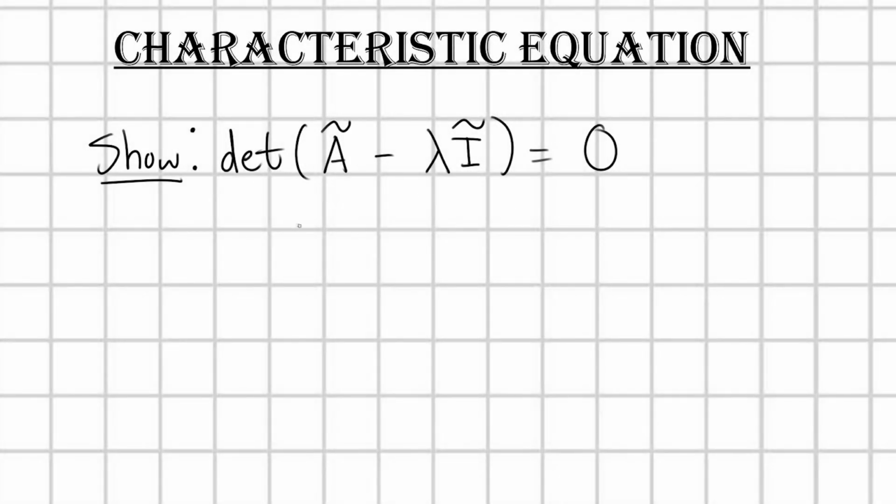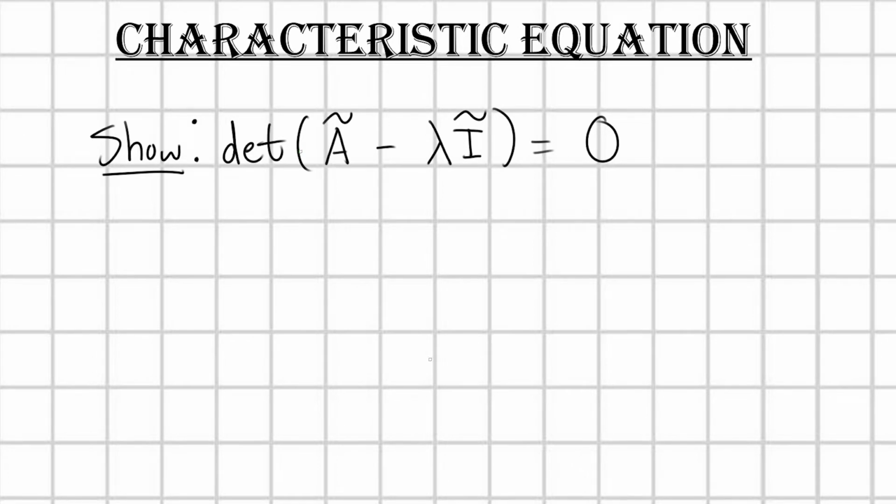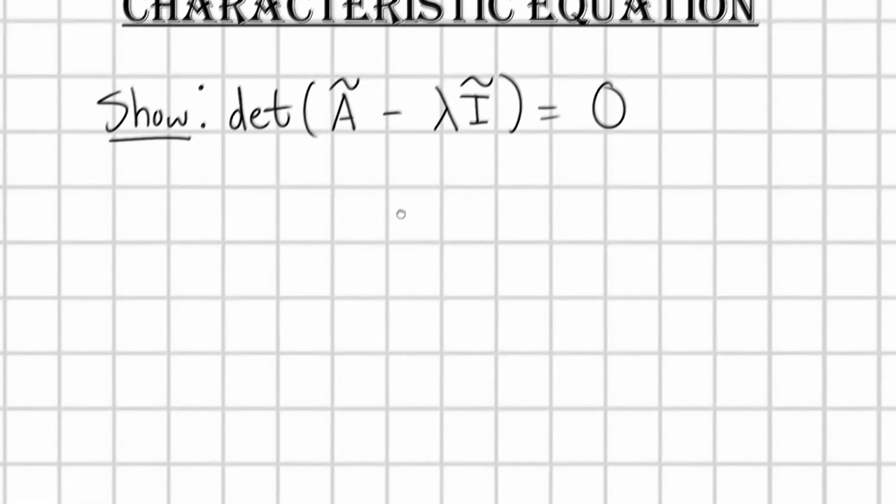Hello there, wonderful people. The objective for me in this video is to show that this characteristic equation for eigenvalues is true. Just a quick note on notation. When I write out a symbol for a matrix, I tend to use a little tilde. So if I put a tilde on top of an A, that means I'm referring to a matrix that I'm calling A. So let's start by talking about eigenvalues and eigenvectors.